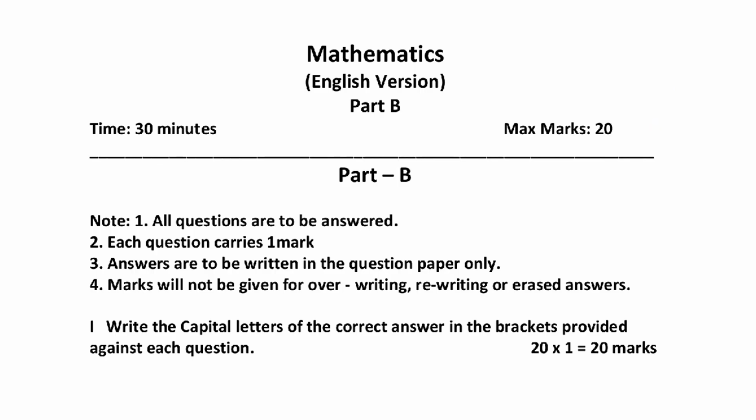Now let's see part B. In part B, you have 30 minutes time. The maximum marks you can score is 20. Each question carries 1 mark and you have to answer all the 20 questions given in this part B of the question paper. As I said earlier, you have to write answers on the question paper itself and attach that page to the answer booklet given to you for part A, right? Let's see the questions now.